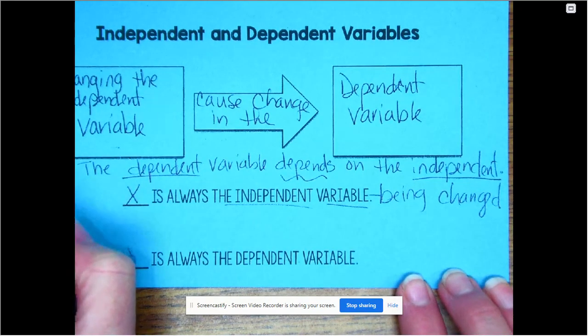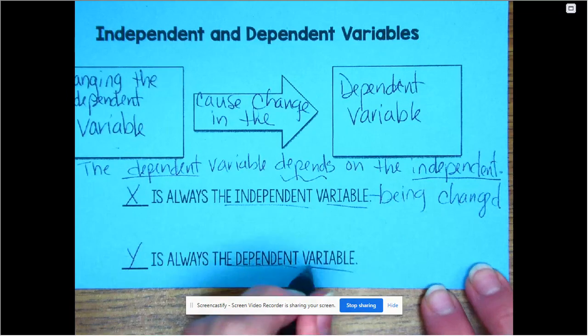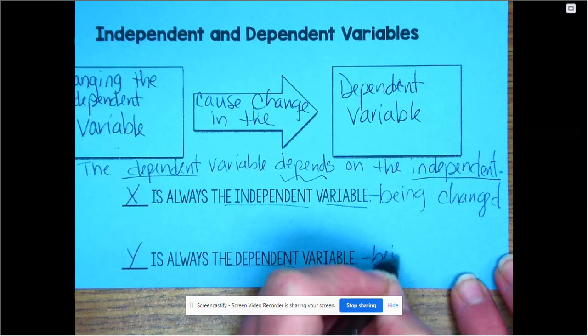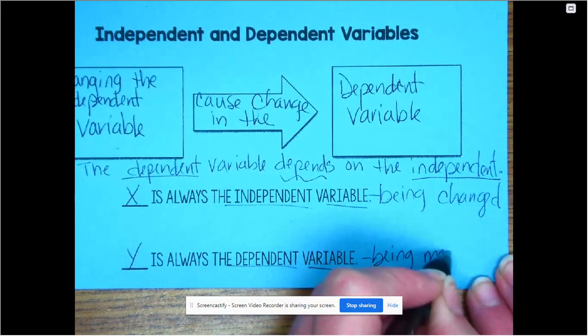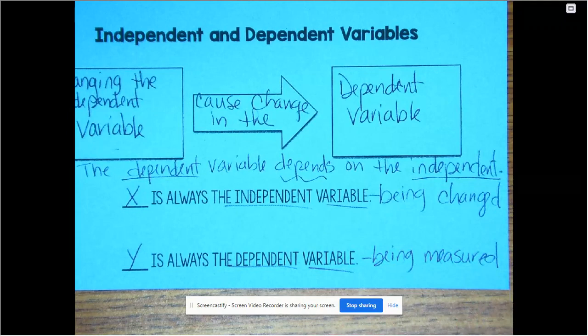Then y, as far as the y-axis or the y section of the table, that would be the dependent variable. Dependent variable is going to be the variable being measured. This is usually the easiest one to find when you look at this stuff.